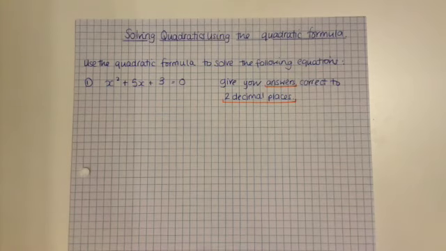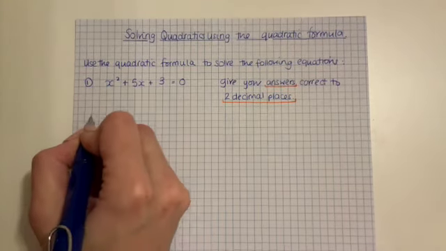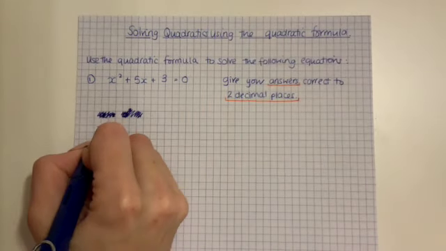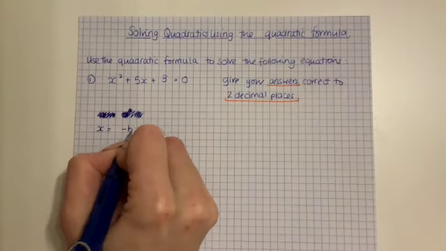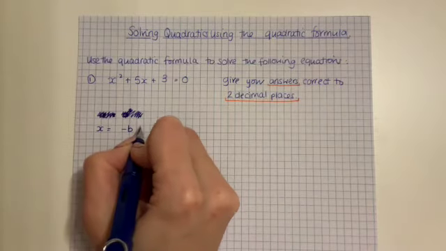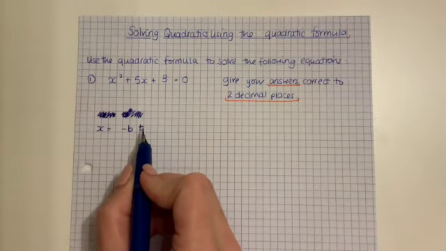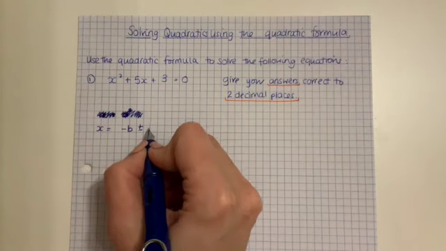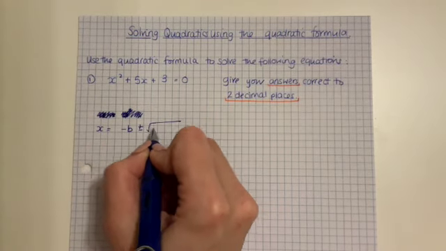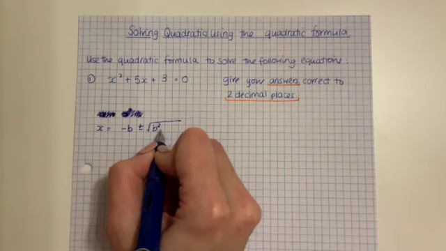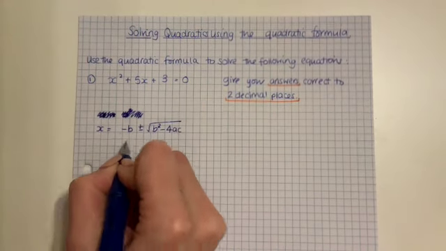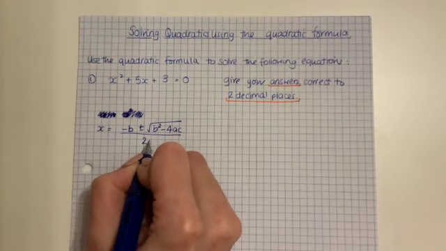Now, this is a formula that's given to you in the exam paper itself. x equals minus b, or negative b, plus or minus, so this is key and this will make sense when we get further through the question, the square root of b squared minus 4ac, all divided by 2a.